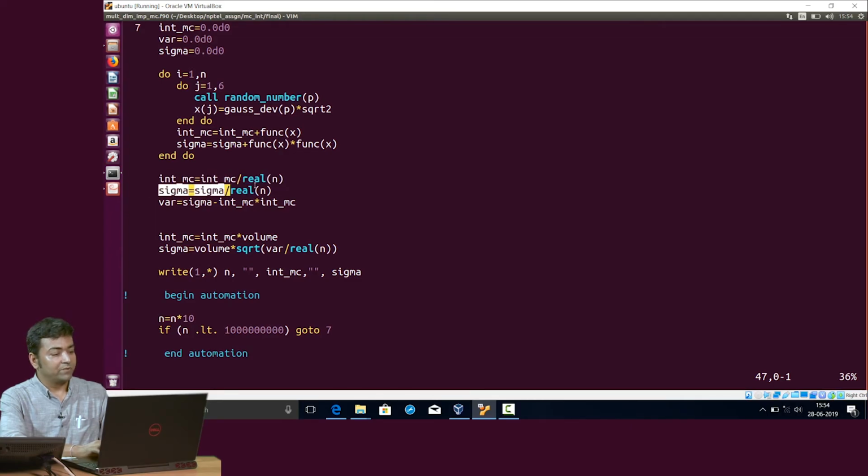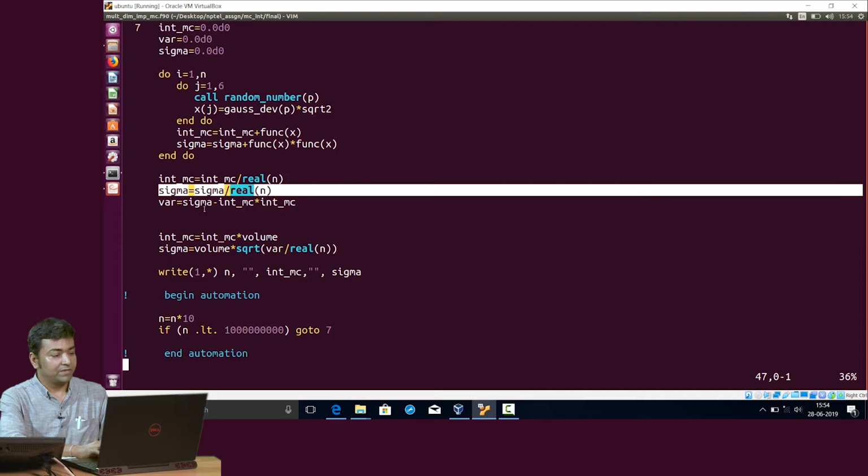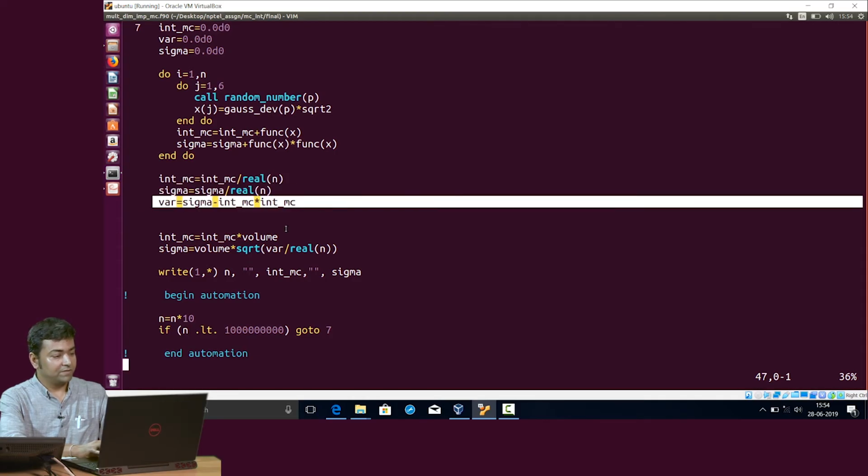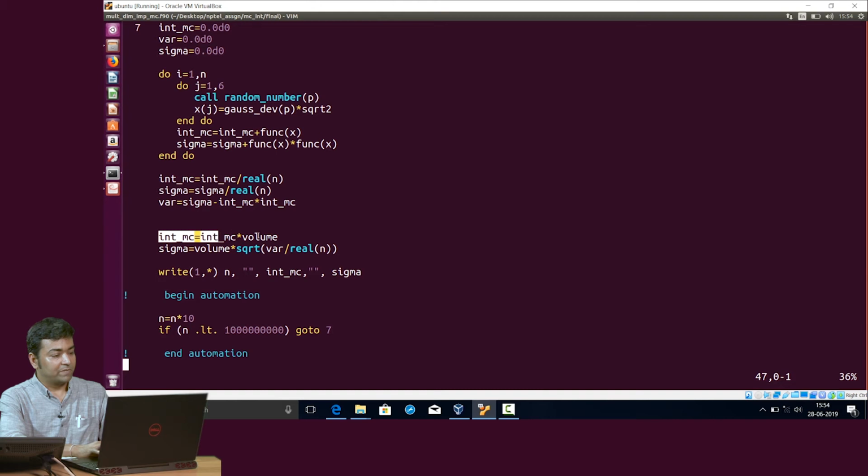Similarly, I compute the sigma by computing the average, then I compute the variance, and then I multiply it by the factor of pi whole cube, and the sigma also by volume and square root of n, and then I print them out in the file. So, this is how the code works.